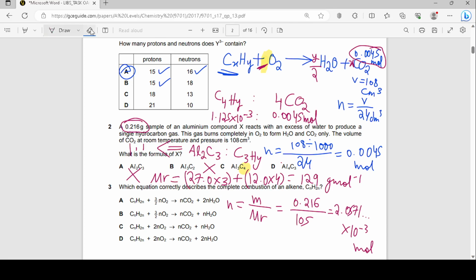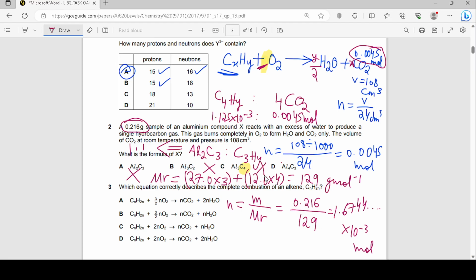Now the moles of Al3C4 will be 0.216 over 129. So 0.216 over 129 will be 1.6744 × 10^-3 moles, which is definitely not a match.